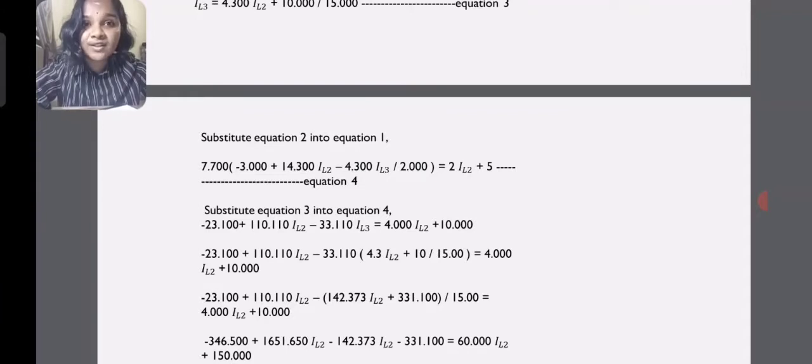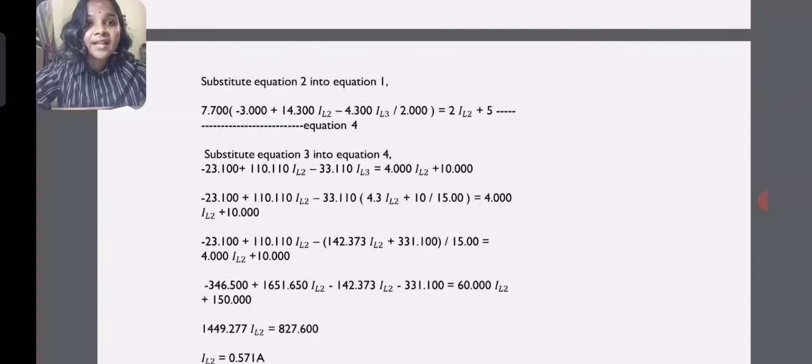As we substitute equation 2 into equation 1, we are forming a new equation, which we refer to as equation 4: 7.7 times (negative 3 plus 14.3 IL2 minus 4.3 IL3) divided by 2 is equal to 2 times IL2 plus 5. Then we substitute equation 3 into equation 4, in order to find our current in loop 2.